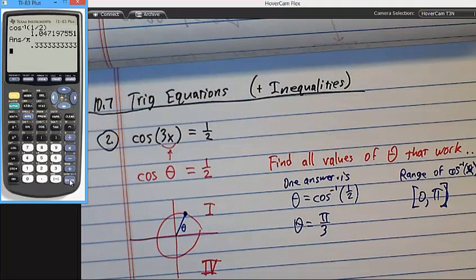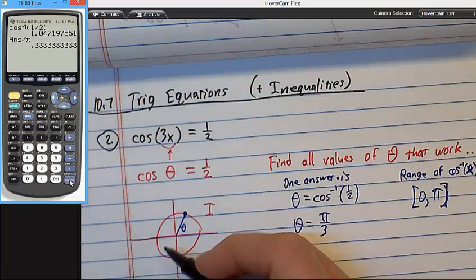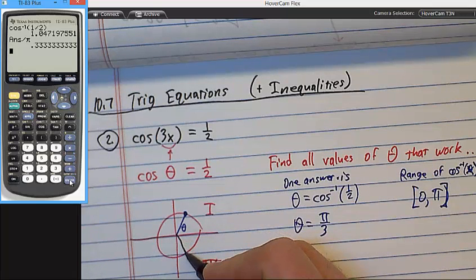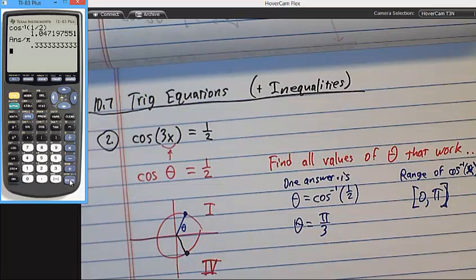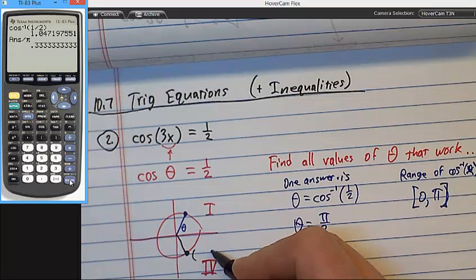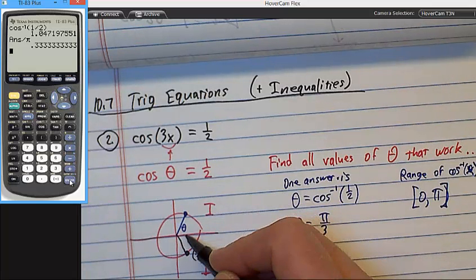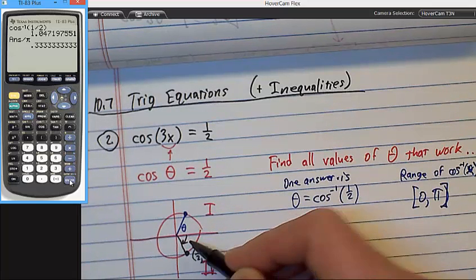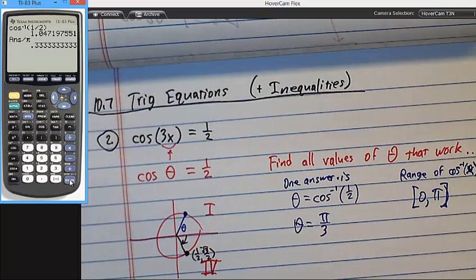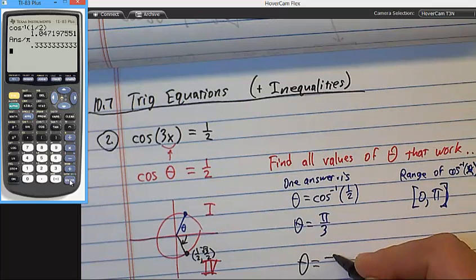Well, you guys told me that another answer I would get down here. Because I can see, again, that the x-coordinate of each of these is 1/2. This one, the y-coordinate, is negative. But I can see that the x-coordinate is 1/2. Now, what angle would this be? Well, what if I told you that theta is negative pi over 3 as an answer? Would that make sense to you guys?